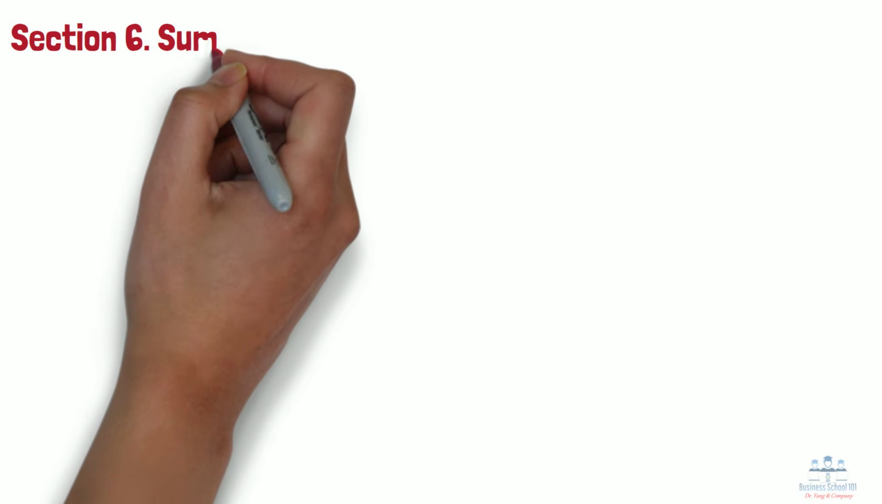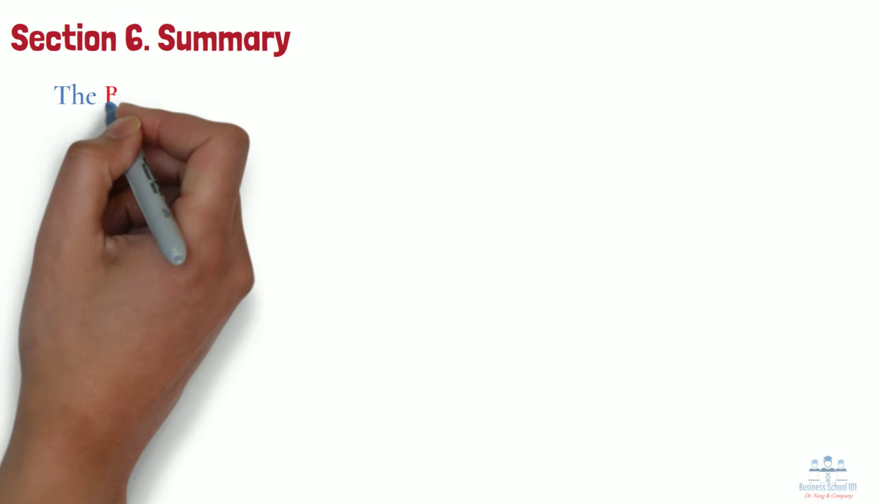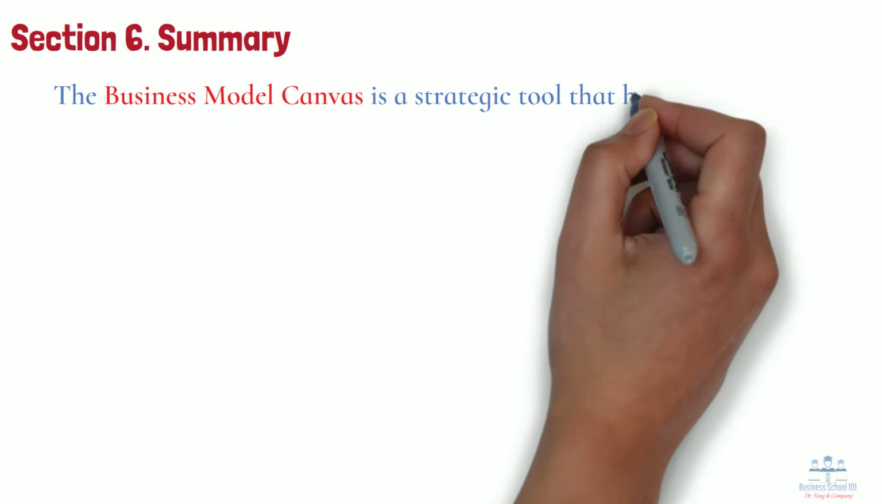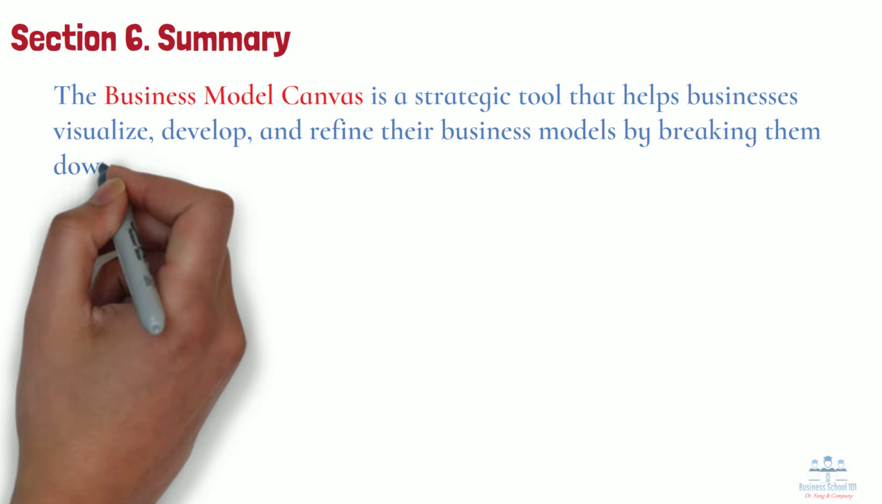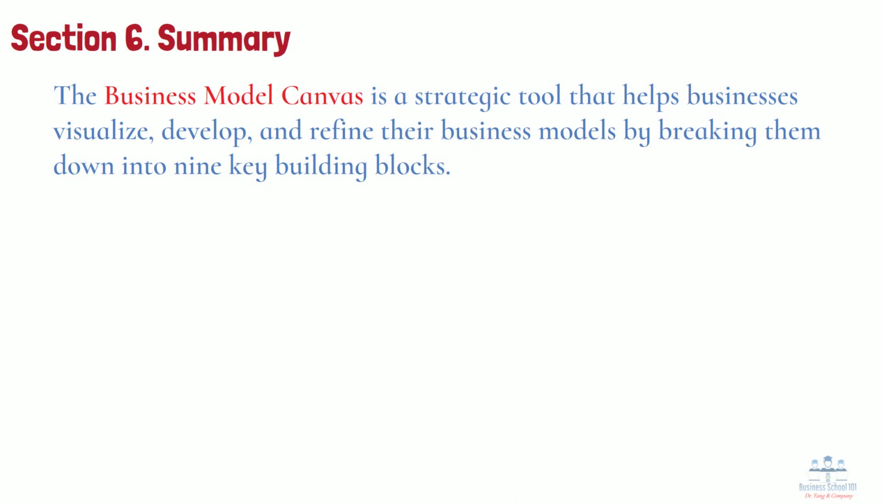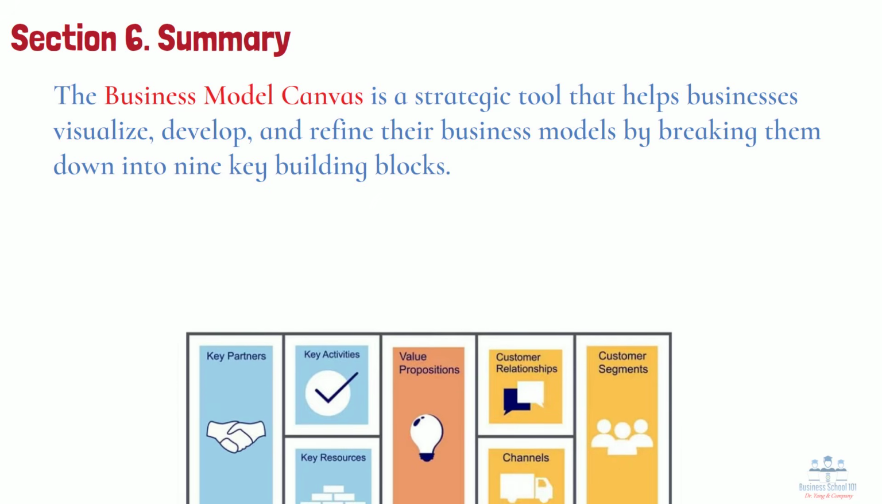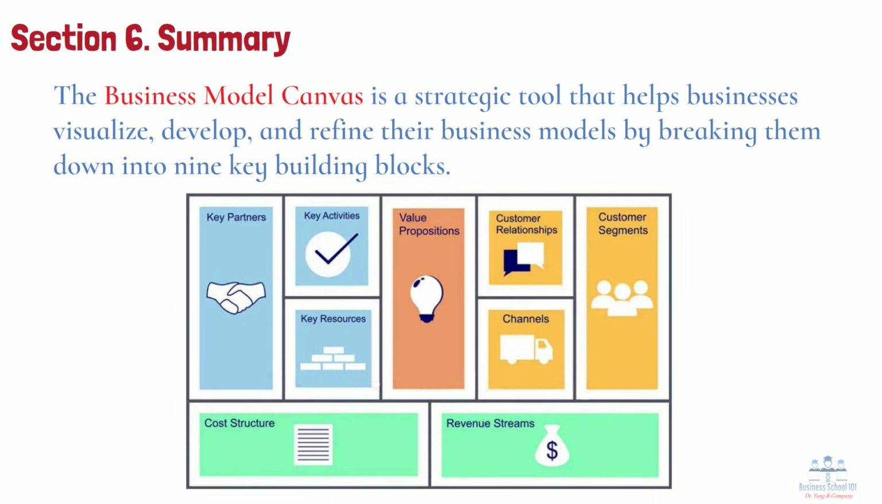Section 6. Summary. To wrap up, the business model canvas is a strategic tool that helps businesses visualize, develop, and refine their business models by breaking them down into 9 key building blocks. From understanding customer segments to identifying revenue streams and key activities, the BMC provides a clear framework for aligning all parts of the business.